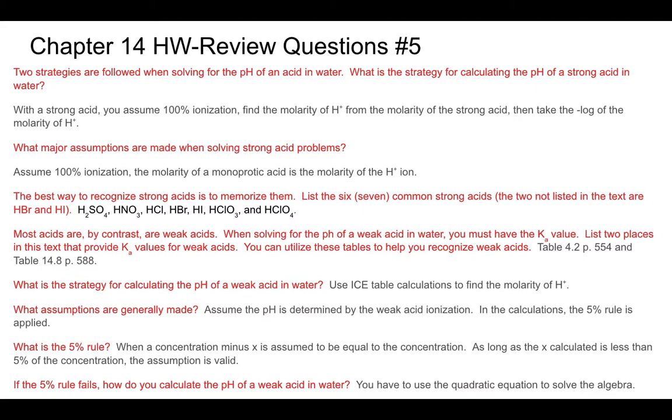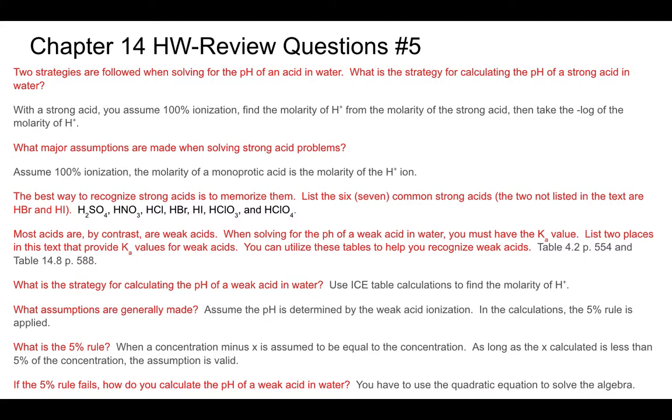A one molar hydrochloric acid solution has 1 mole per liter of H+. 1 molar nitric acid has 1 mole per liter H+. Once I have the moles per liter of H+, I simply take the negative log of it and I have the pH.